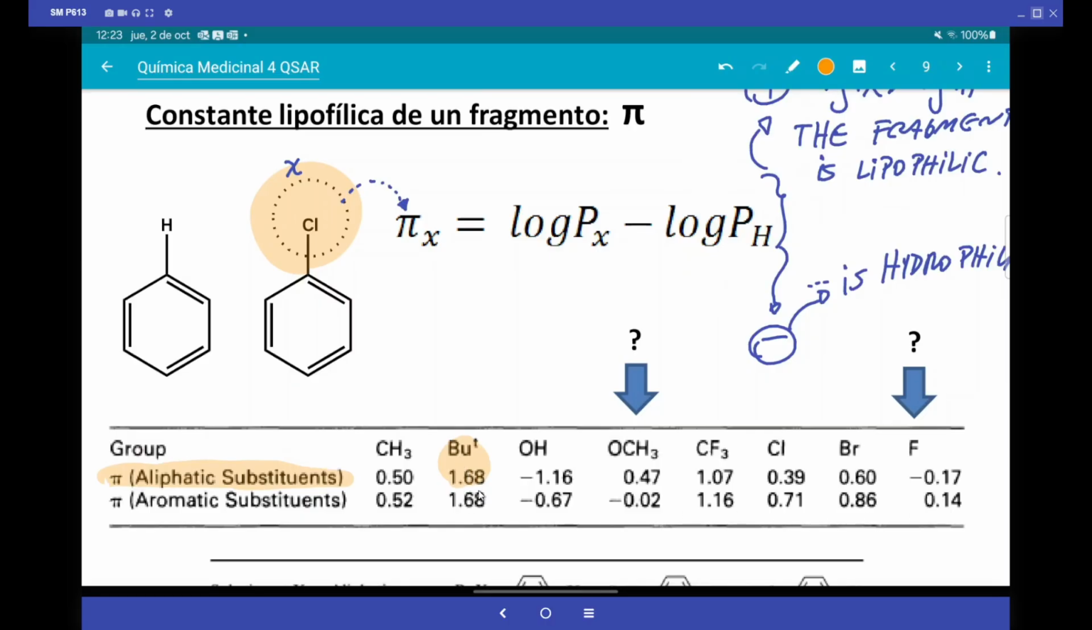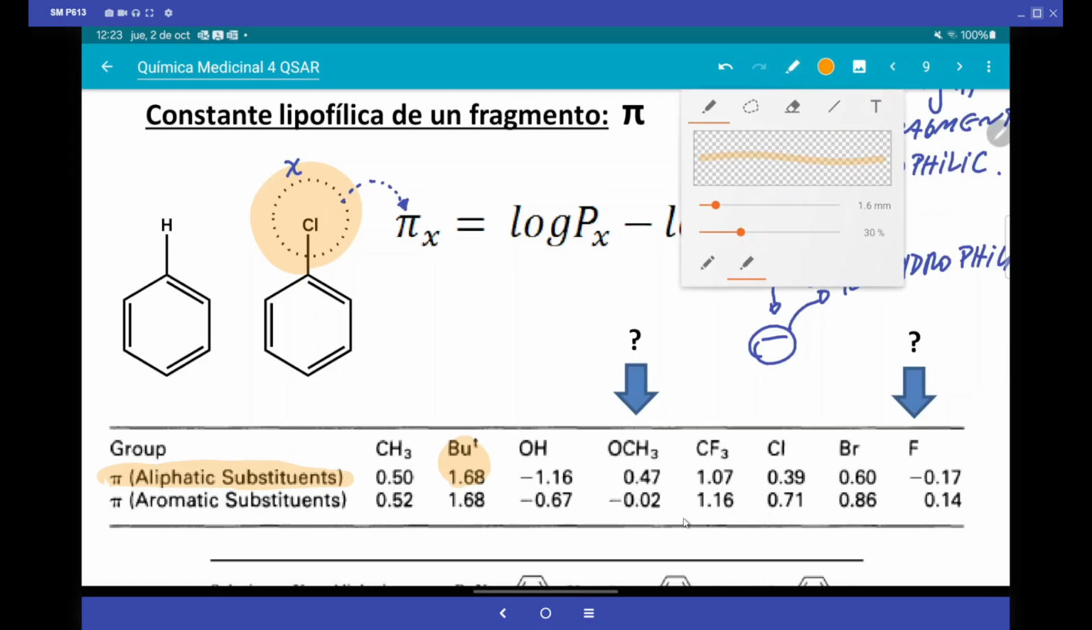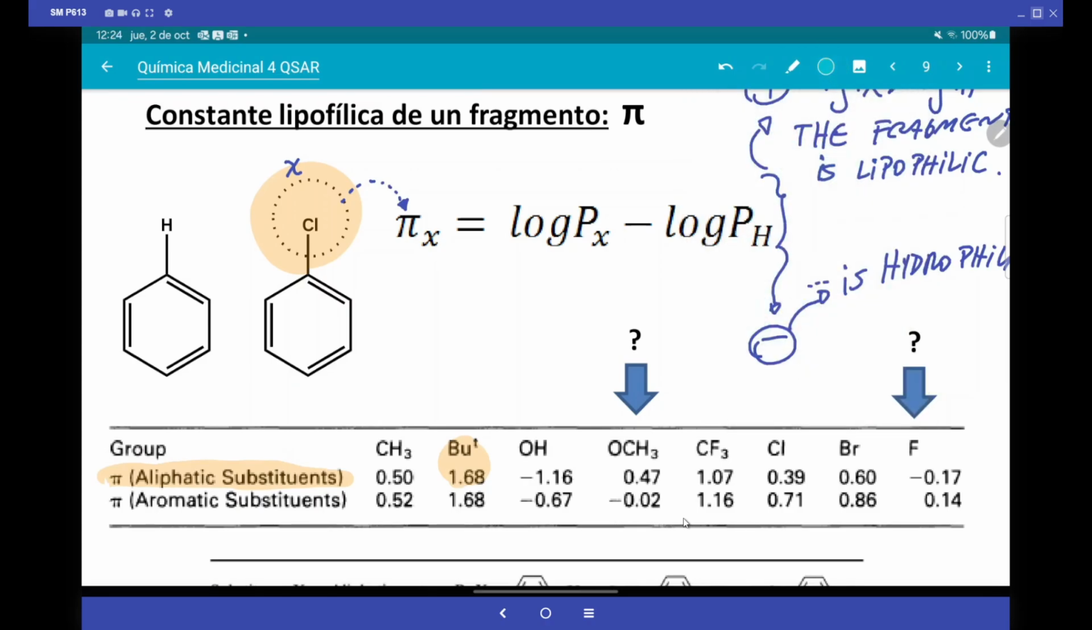Then a tert-butyl group contributes a lot of lipophilia, more than a halogen, fluorine, chlorine, bromine, which contribute 0.14, 0.71 and 0.86 in an aromatic system. And then here I have some questions, but vice versa. Which is the one that contributes the most hydrophilia? Perfect. Then the most negative would be alcohol, OH, which contributes the most hydrophilia, more solubility in water.